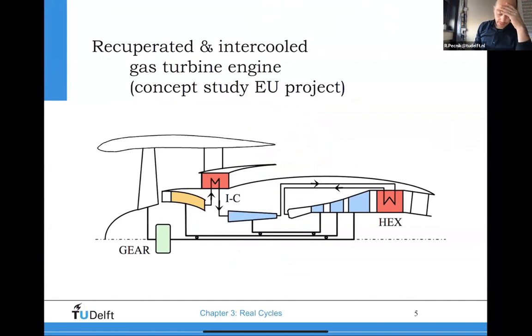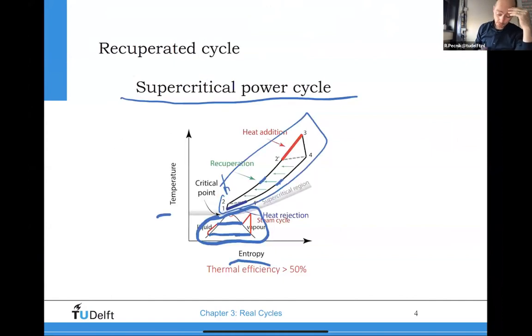Okay, so this was the example of the recuperated cycle. I said that the pressure ratio is very low. For low pressure ratio, it essentially means that the temperature at the outlet of the compressor is much lower than the temperature at the outlet of the turbine, which means all of these parts here can be used to recuperate. And the recuperation usually means much higher efficiency than a basic cycle.